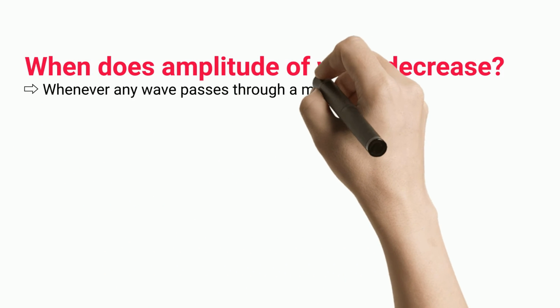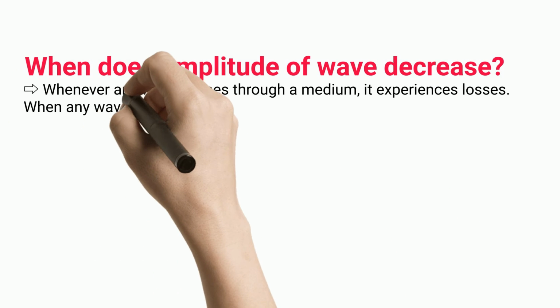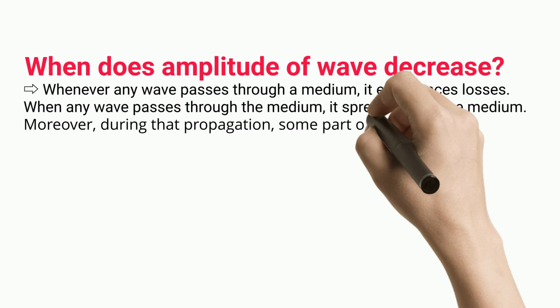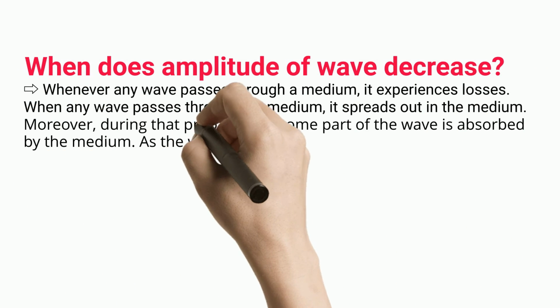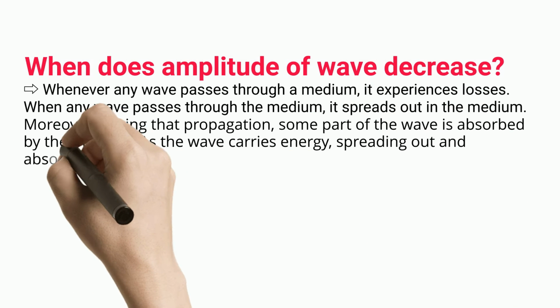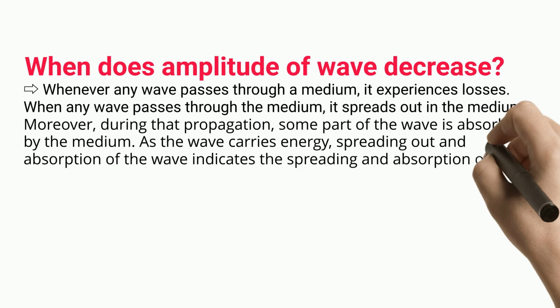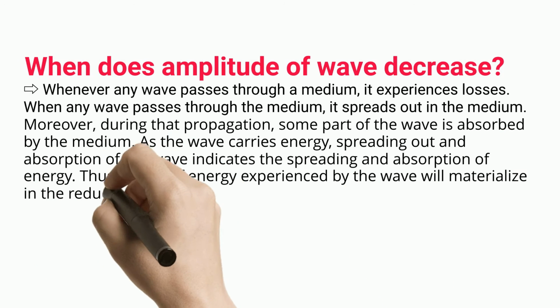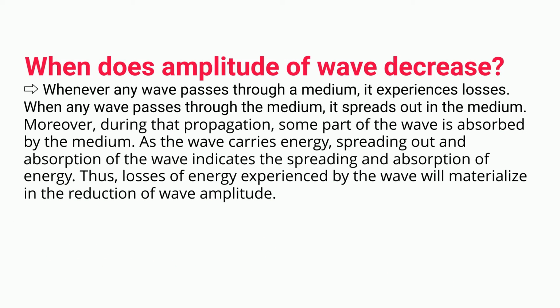Whenever any wave passes through a medium, it experiences losses. When any wave passes through the medium, it spreads out in the medium. Moreover, during that propagation, some part of the wave is absorbed by the medium. As the wave carries energy, spreading out and absorption of the wave indicates the spreading and absorption of energy. Thus, losses of energy experienced by the wave will materialize in the reduction of wave amplitude.